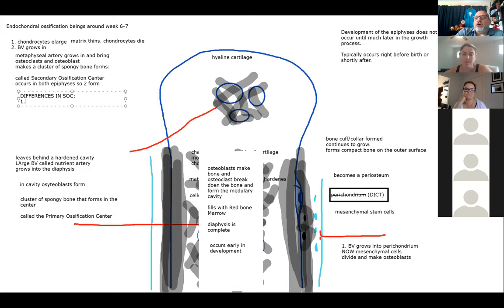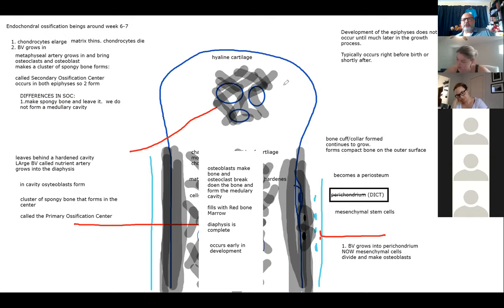True, there is. Well, remember, it's all red bone marrow at this point. You've got the right idea. Red bone marrow fills the space. But normally, like we saw in the diaphysis, that red bone marrow filled a medullary cavity. Does our epiphysis have a medullary cavity? No, it goes between the trabecula. Exactly. So here we make spongy bone and leave it, right? We do not form a medullary cavity. All right, so that is going to be one of the big differences. So all the spongy bone that forms here stays spongy bone. But there's one other big difference.